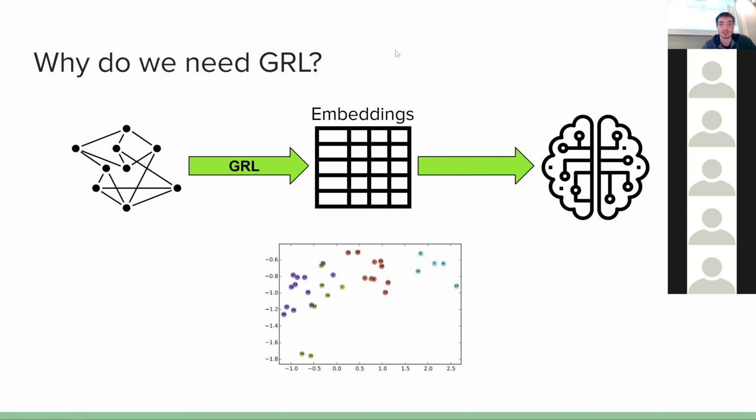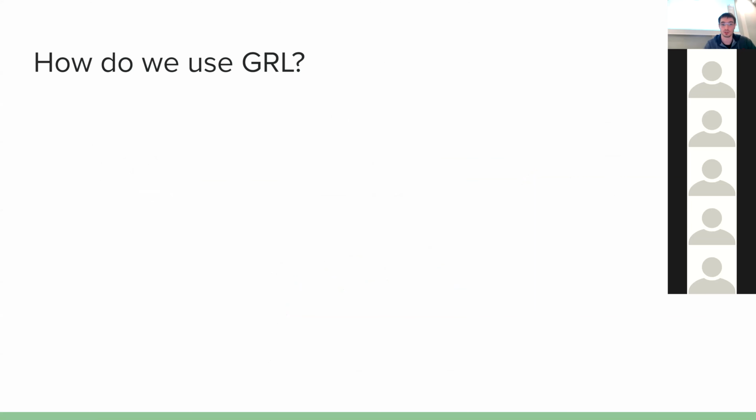So for this reason, we can see that graph representation learning is very important to be able to process this graph data in machine learning tasks. But then how do we actually use graph representation learning in our work? So how can we do this magic that transforms our graphs into some data that can be fed to machine learning systems? Well, it turns out that it's not actually that easy.